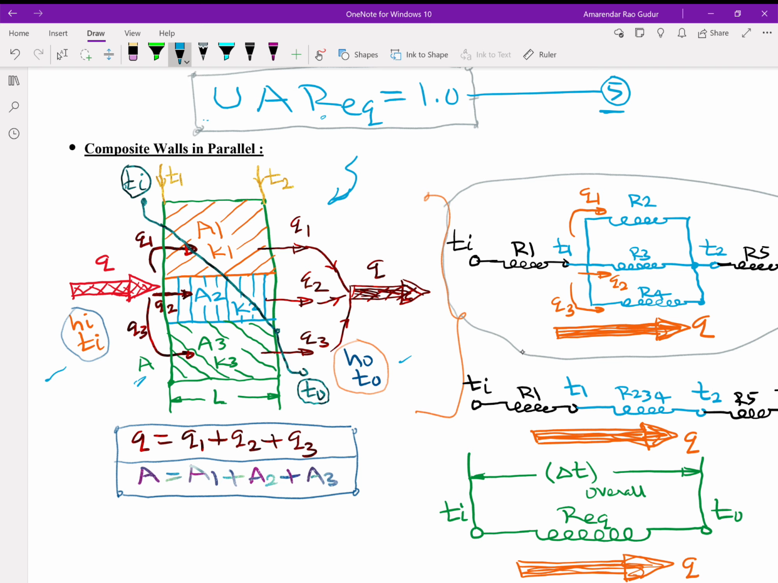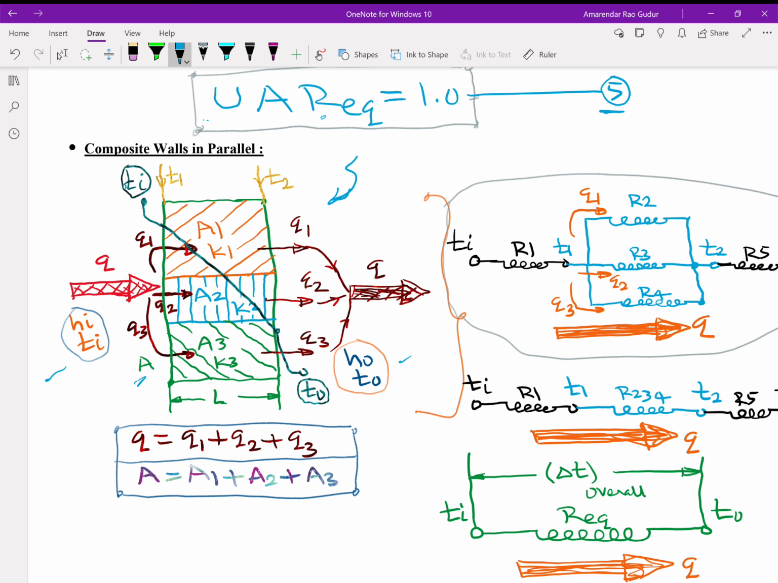And all of them will come and join here. Energy balance reveals that heat transfer rate Q will be equal to Q1 plus Q2 plus Q3. And whatever heat that reaches the right side surface will be going away by convection to the fluid h0, T0. So this is the physical arrangement.